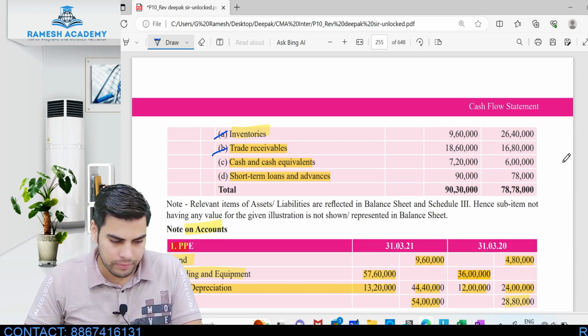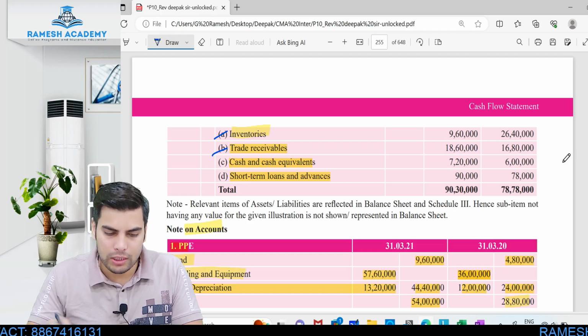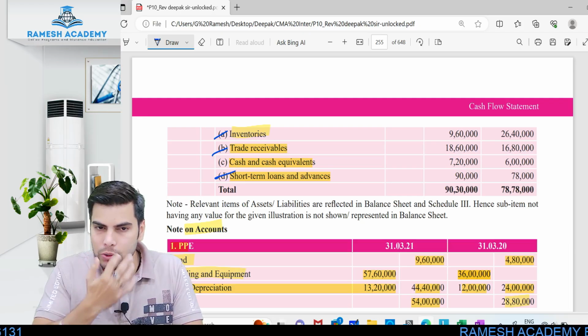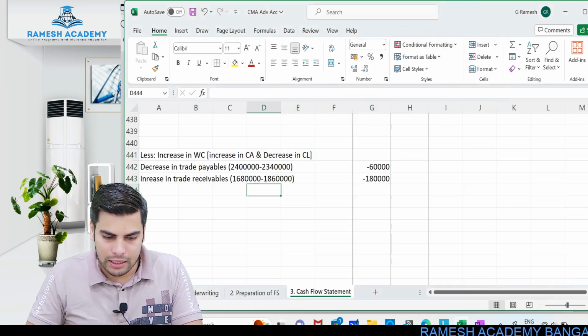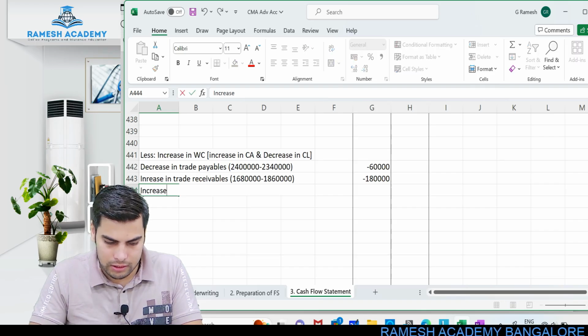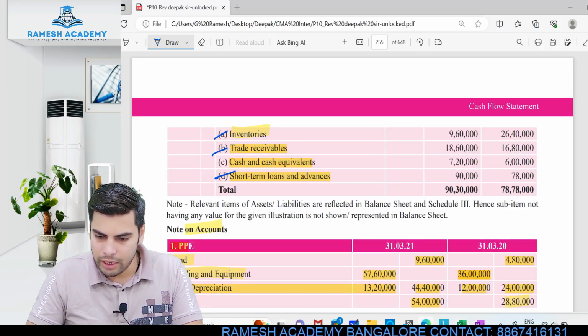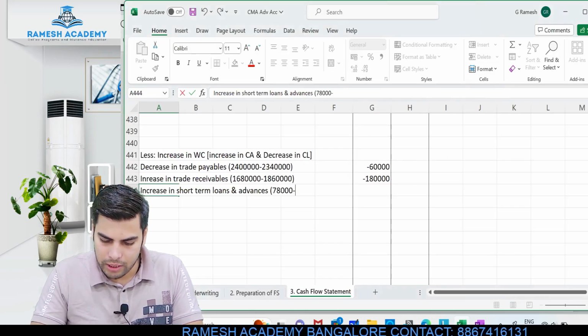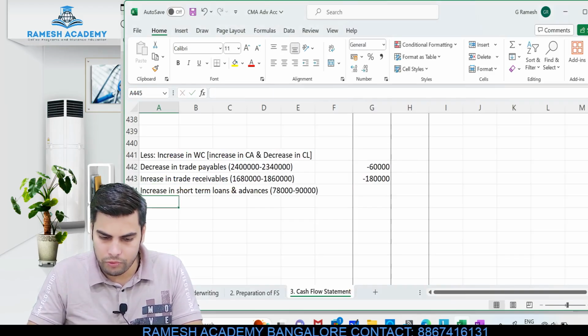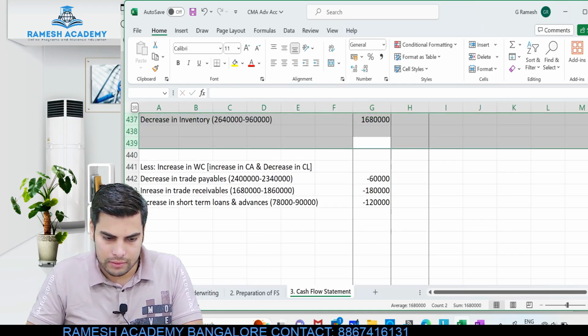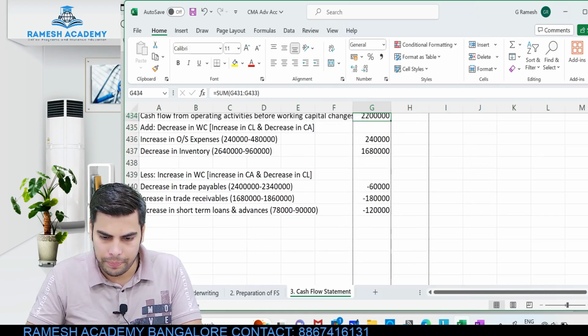Just check once. Yeah, we have got short-term loans and advances, right? So what about short-term loans and advances? From 78,000, it is increased to 90,000. There's an increase in the current asset, so increase in short-term loans and advances. It has increased from 78,000 to 90,000, so there's an increase of 12,000 rupees, which I need to deduct. That's all, I guess.